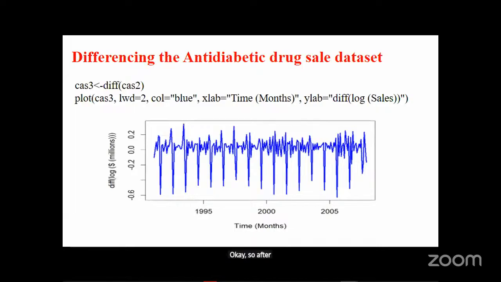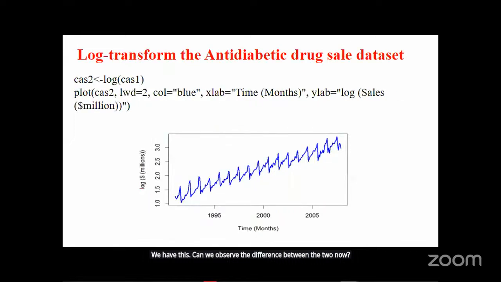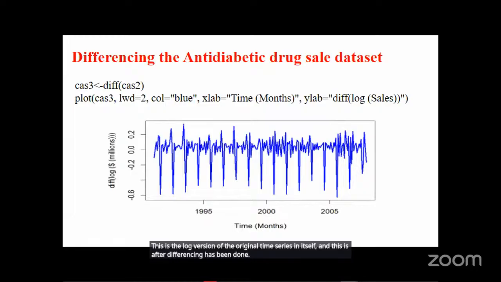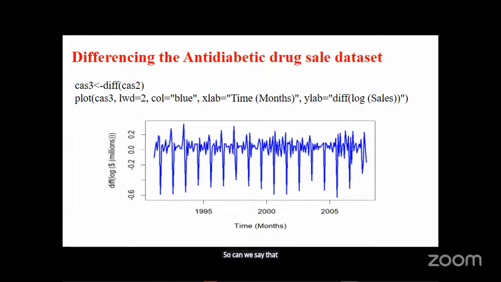Okay, so after differencing, we have this. Can we observe the difference between the two now? This is the log version of the original time series, and this is after differencing has been done. So can we say that this data is stationary by just visual inspection? Can we say?